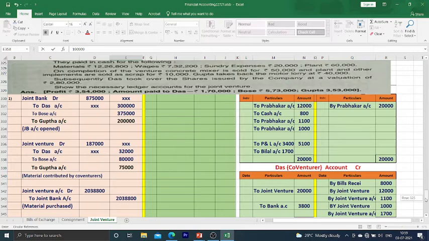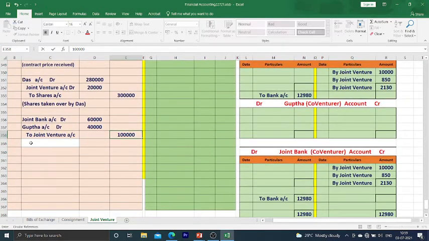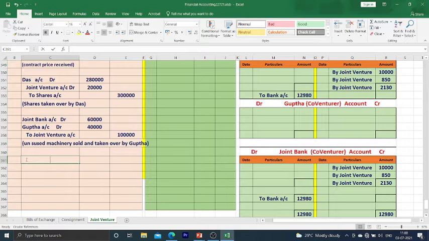Unused stock, unused machinery, sold and taken over by Gupta. Right. Now we have to draw the profit entry. Entry is joint venture account debit, to Das account, to Gupta's account.